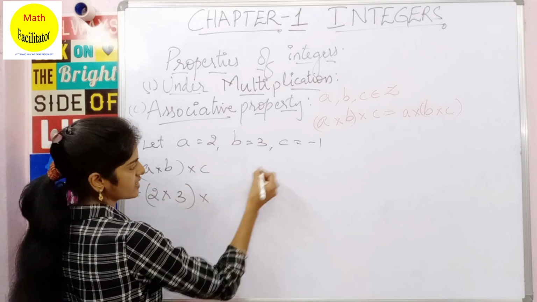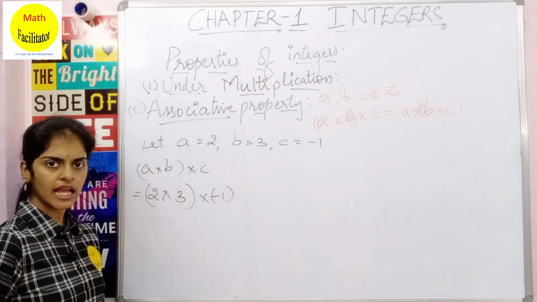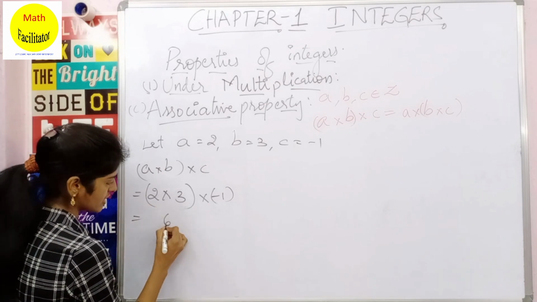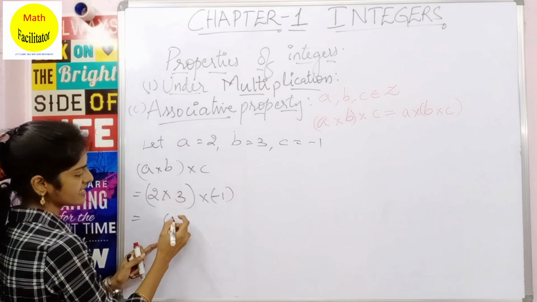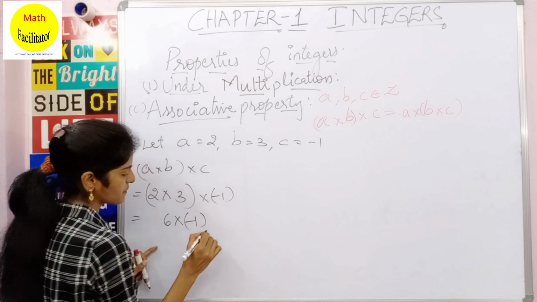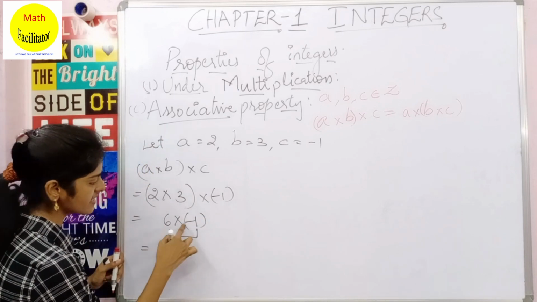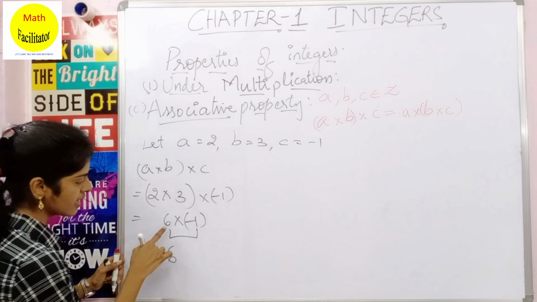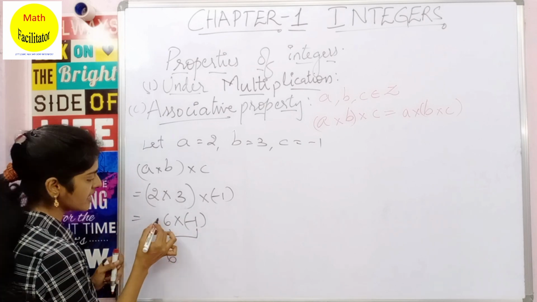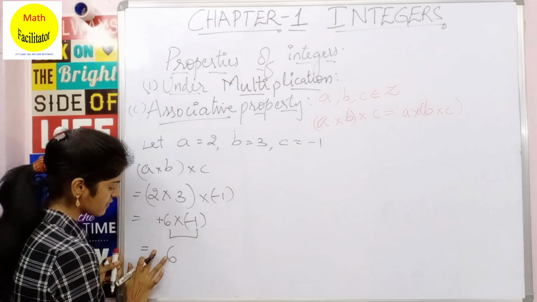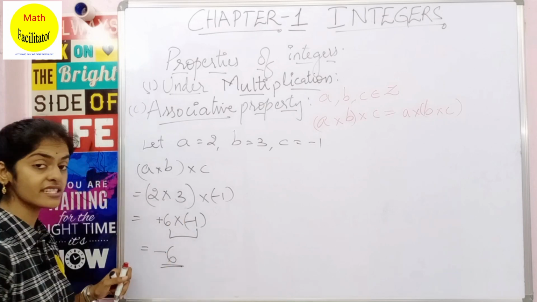Okay, into C is minus 1. Clear? So 2 3s are 6. Solving the brackets first, 2 3s are 6 into minus 1. Firstly you will multiply these numbers. It is 1 into 6 is 6. So 6 into 1 is 6, and here you have a plus. Plus into minus gives you what? It gives you minus. So the answer is minus 6.